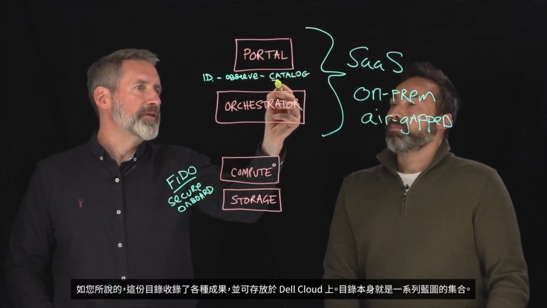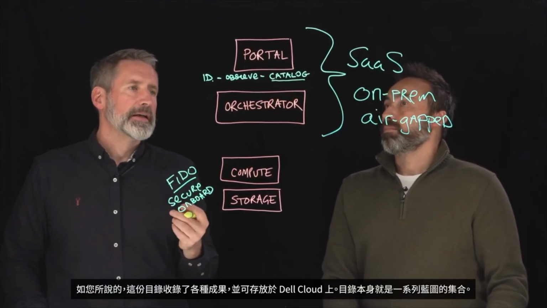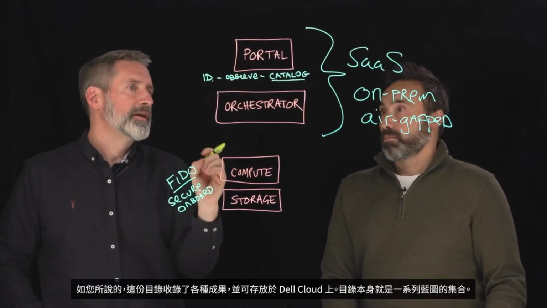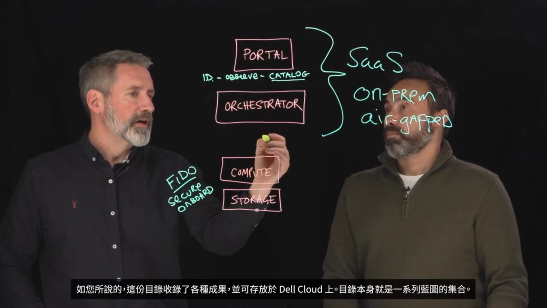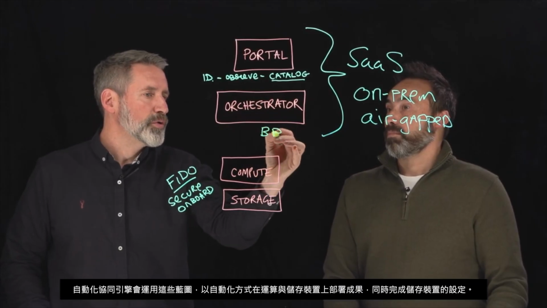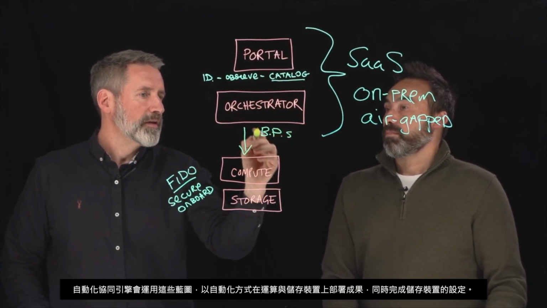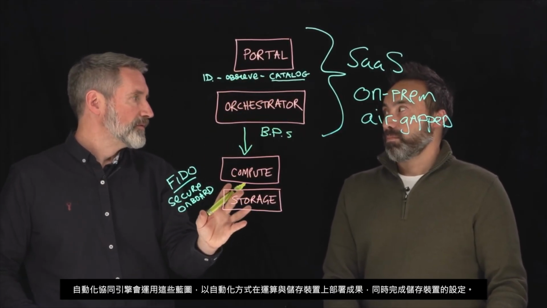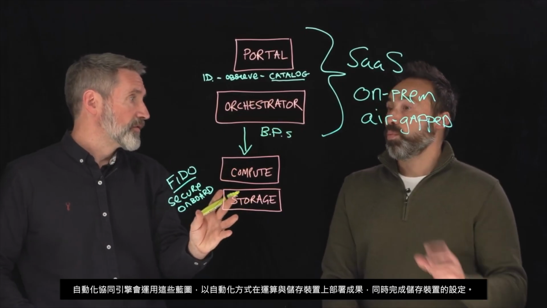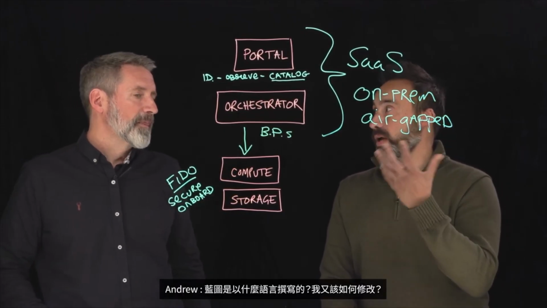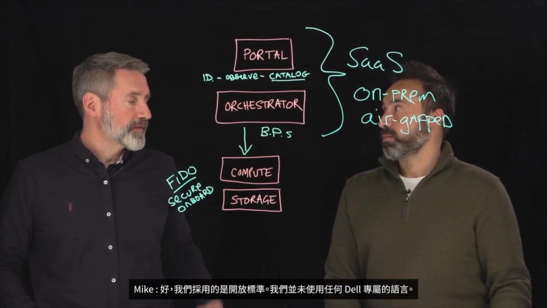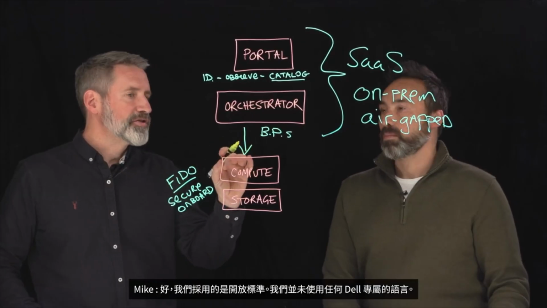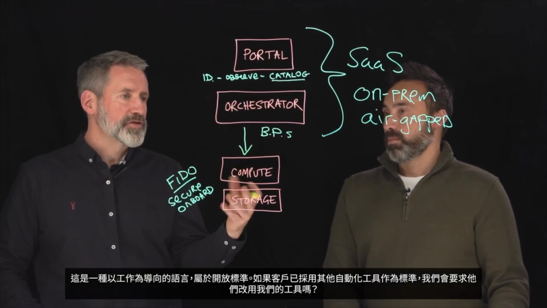So the catalog, as you mentioned, contains the outcomes, and that catalog can live up in the Dell cloud. A catalog is a collection of blueprints. The orchestrator will use the blueprints to deploy those outcomes in an automated fashion on the compute and the storage, essentially also configuring the storage. And what are the blueprints written in, or how do I modify those? Yes, so we're using an open standard. We're not using an only-Dell language of some sort. It's a Tosca-based language, an open standard.